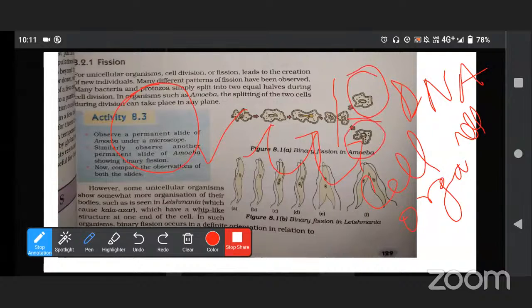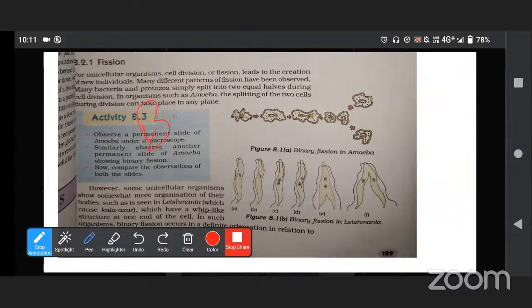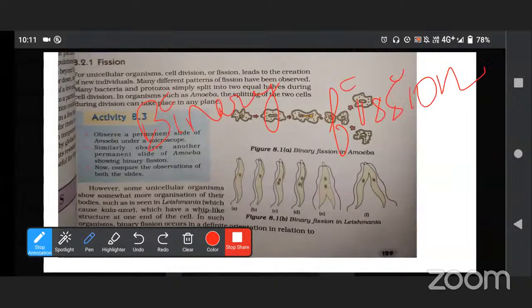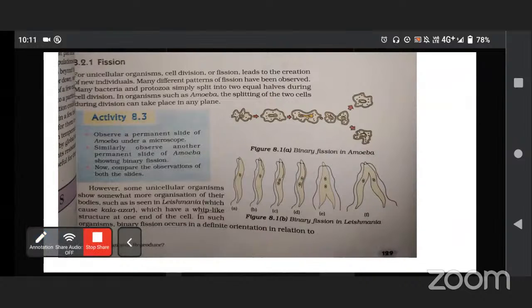The process of division of the cell takes place in amoeba. It leads to the formation of two new individuals, and this process is known as binary fission. So we can say that amoeba reproduces by the process of binary fission. Binary fission means from one amoeba, two amoeba are produced. That's why it is known as binary fission. Another example is there, you see.